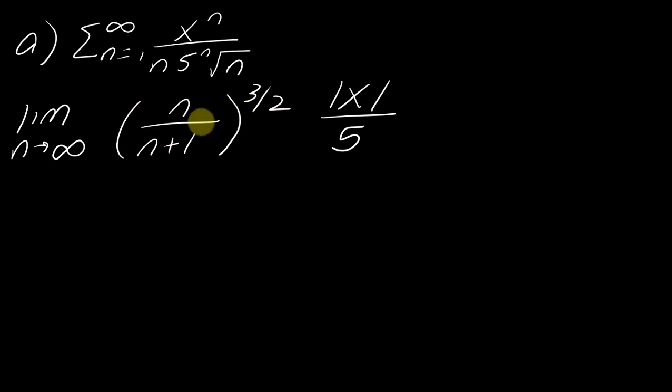So there's a couple ways that you can do this. The way that I like to do this is I just like to divide everything in here by n. Or you could think of it as multiplying the top and bottom by 1 over n.